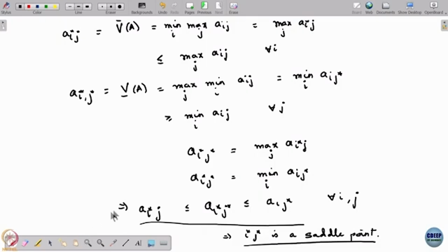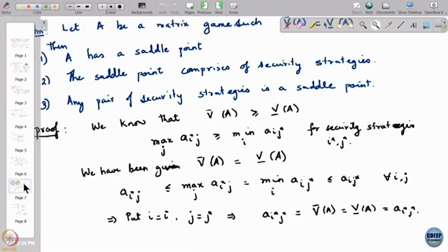So what has this shown? This has shown that both this as well as this. So it is shown that A has a saddle point. It has also shown that if you take any pair of security strategies, they necessarily form a saddle point.